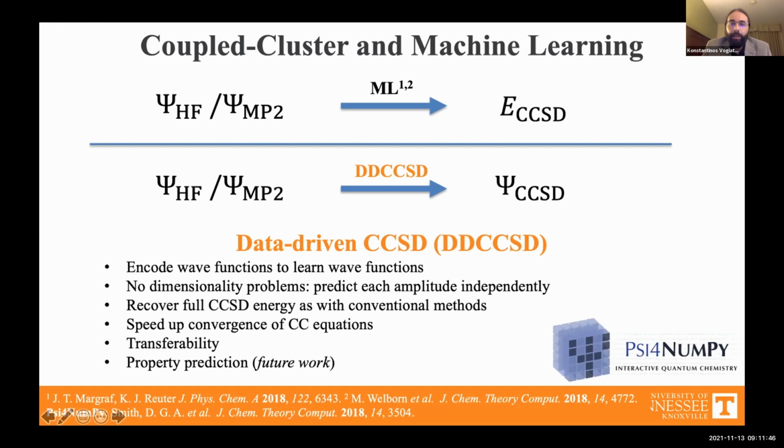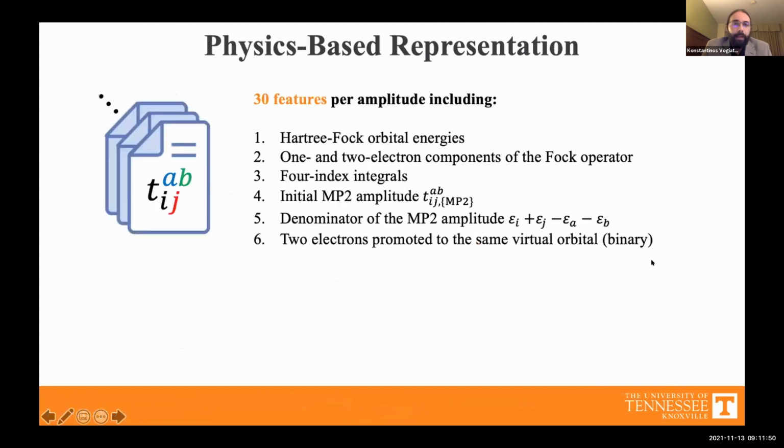For our method, we have used the Psi4 NumPy code. And in our feature space, we include all of these properties that I mentioned before. A few more are the 4 index integrals, the denominator of the MP2 amplitude, and especially the MP2 amplitude that we have already computed at a fast pace, with less computational effort.